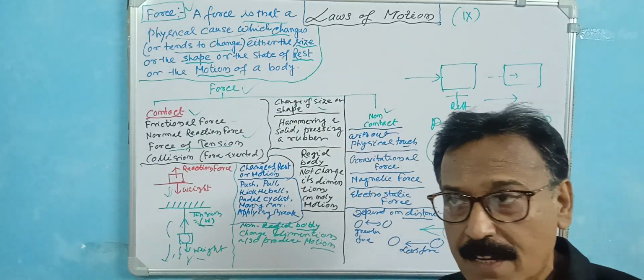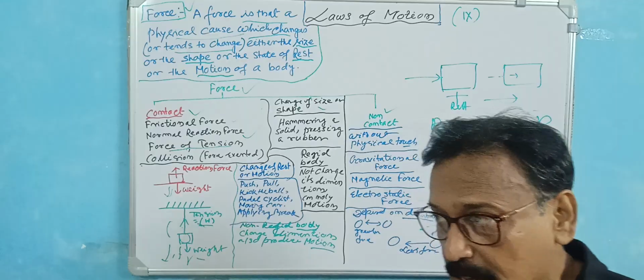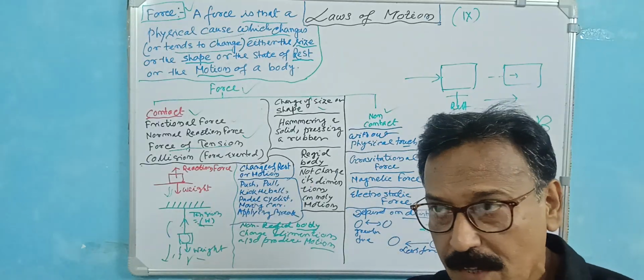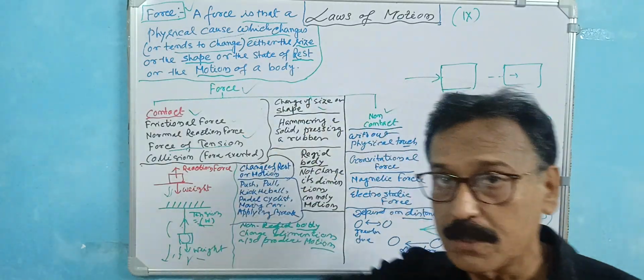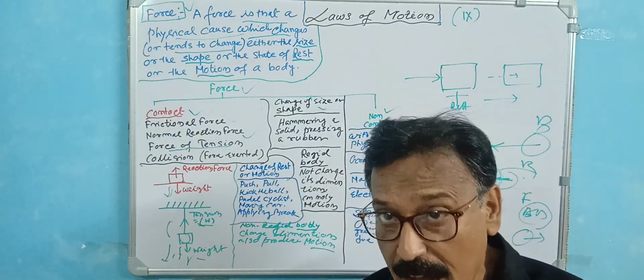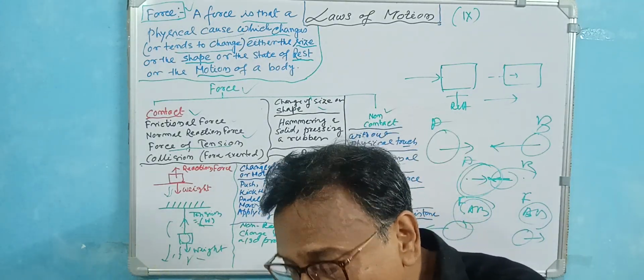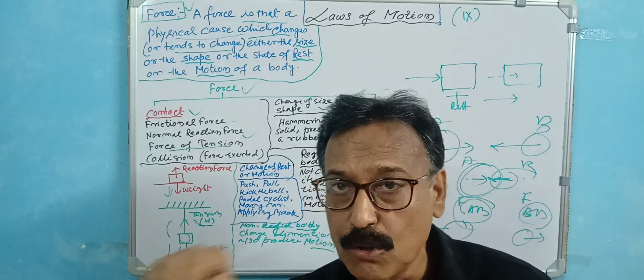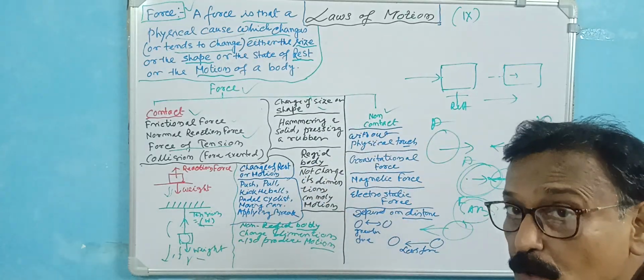Paddle a cycle. The cycle is in the rest condition, and if you paddle it, that is the motion. That means you apply a force. So this is all of the physical things, everywhere in your society. Everywhere you use force. We apply force to work or do something.